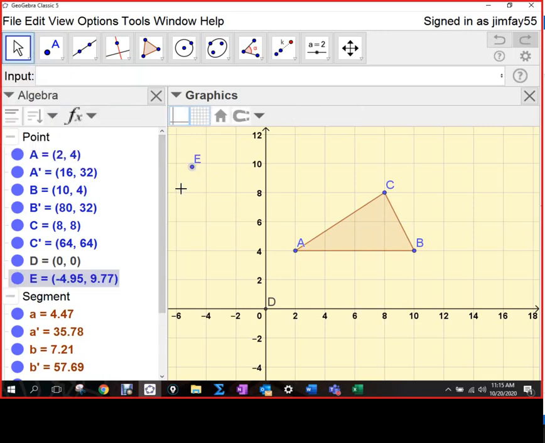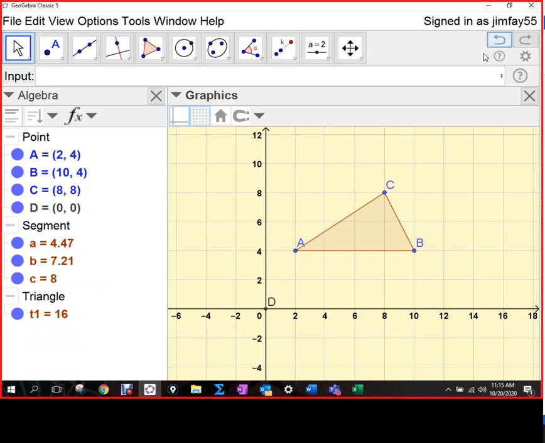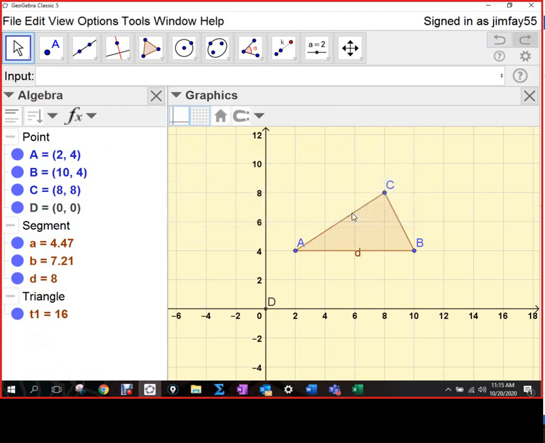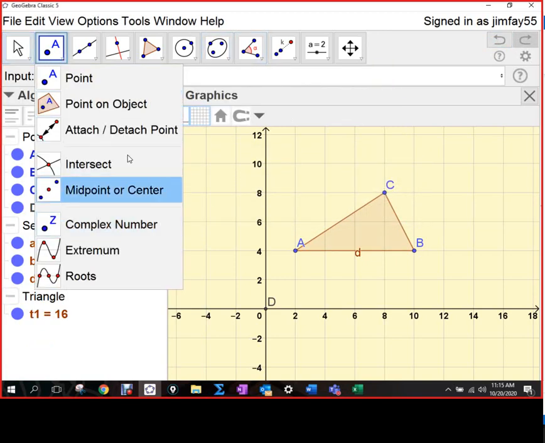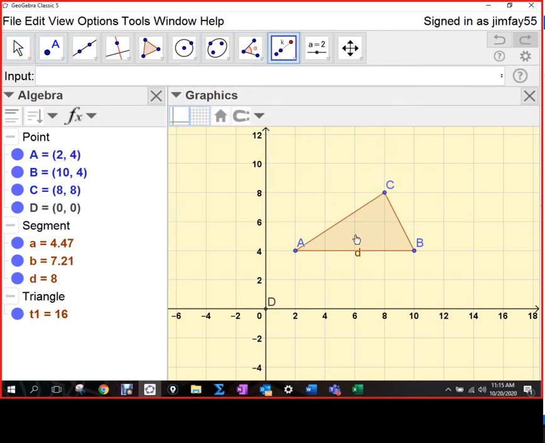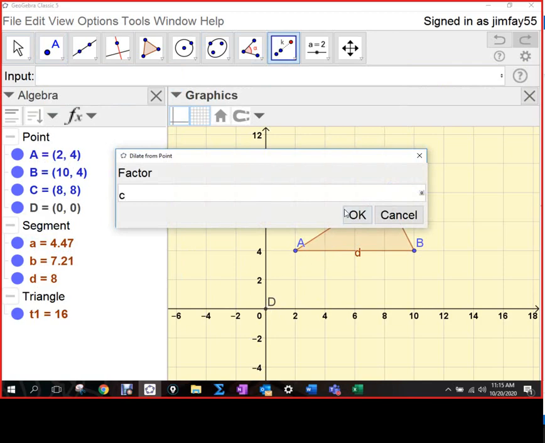and, oh, not C because it's being used somewhere else. Let's do this. Control Z, come on. All right, rename D. There we go.